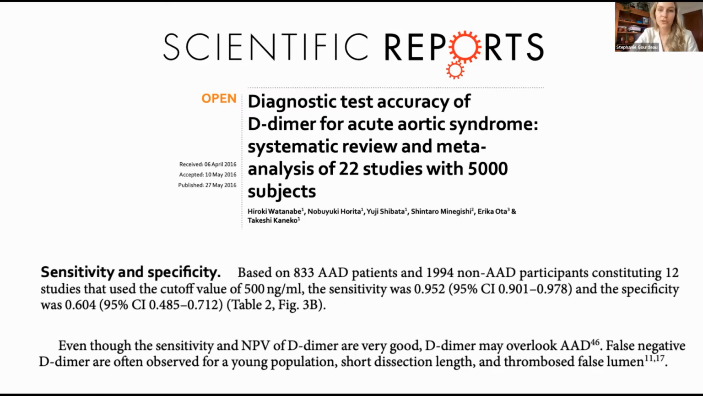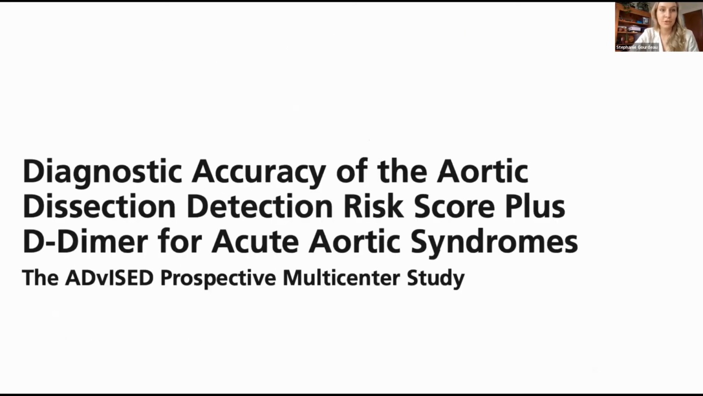Also, D-dimer offered no discrimination with other entities that could elevate D-dimer and present in a similar fashion, such as myocardial infarction and pulmonary embolism. So this finally brings us to the ADVISED trial, the one I want to focus on mostly today.